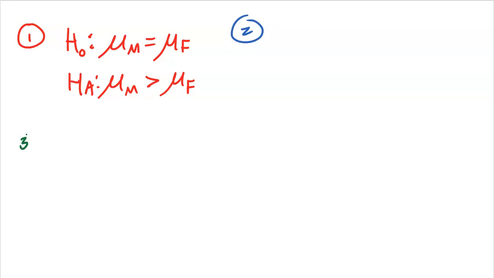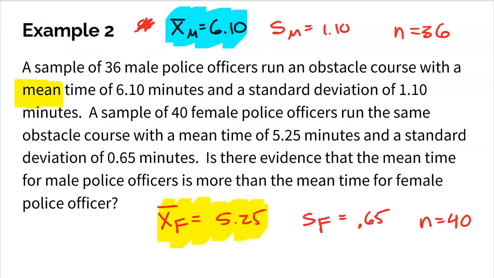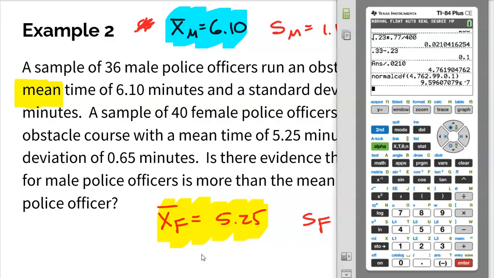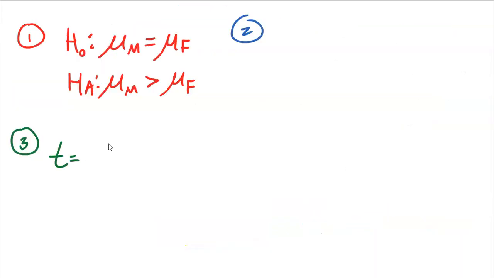All right, step three is the fun part. This is where I'm going to find my T-score. Now, how do I find my T-score? Well, I got to first start off by saying, what was the difference I observed? The difference I observed was 6.1 minus 5.25. So that is a difference of 0.85 seconds. So I'm going to take the observed difference, and I'm going to subtract the parameter. What was I assuming the difference to be?